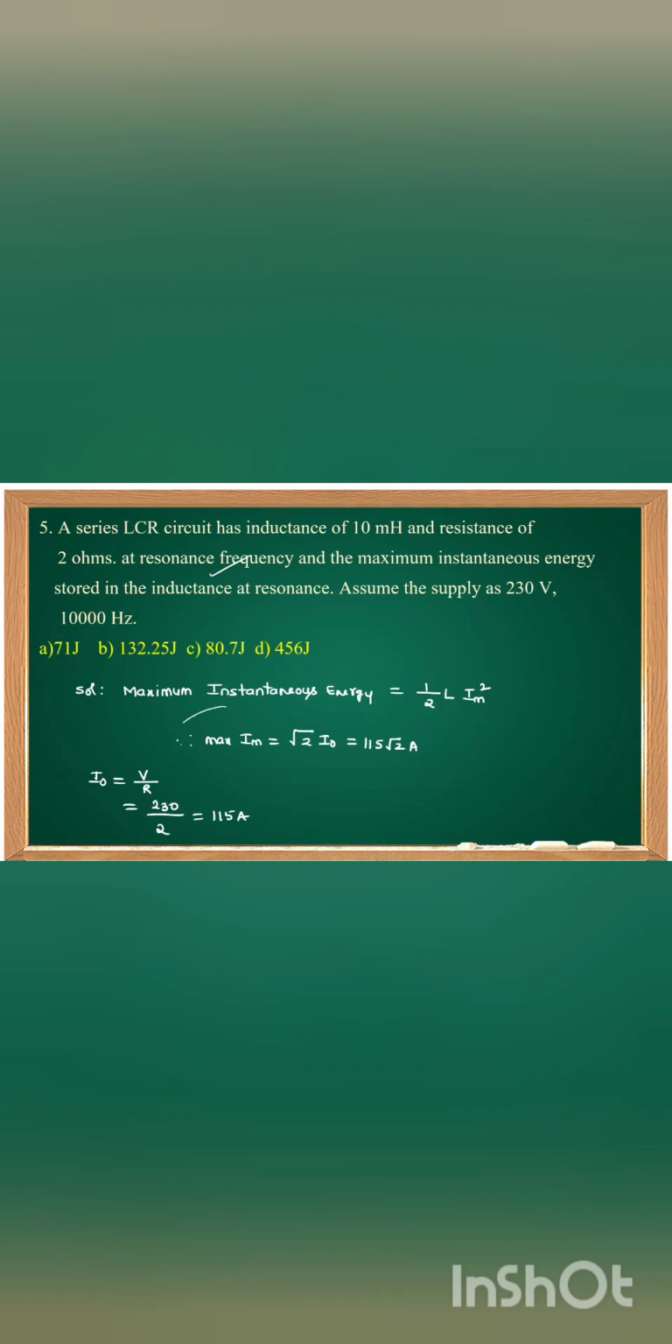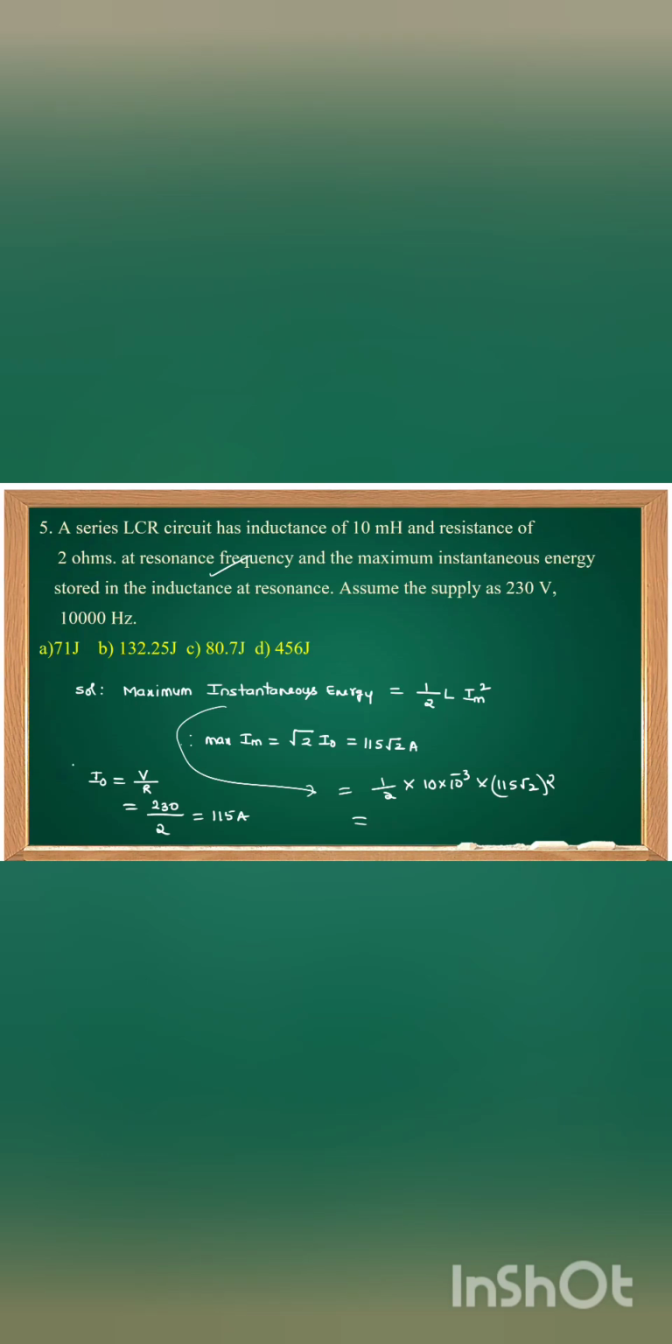Then what is the energy stored? The maximum instantaneous energy is equal to half L into Im square, where inductance is 10 millihenry and Im is 115 root 2, whole square. Can you do this calculation? Half L, L is 10 millihenry, into 115 root 2 whole square. How much do you get? Can anybody answer?